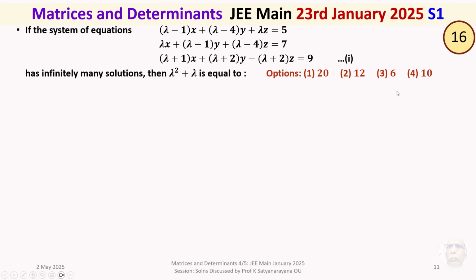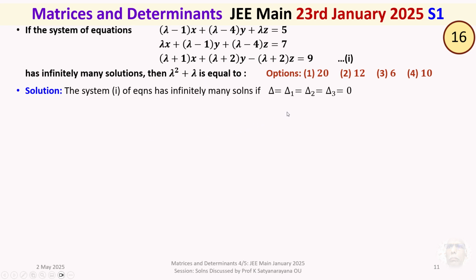And we are given 4 options. That given system has infinitely many solutions if delta is equal to delta 1 is equal to delta 2 is equal to delta 3 is equal to 0. Now, you economize the time like what I say.